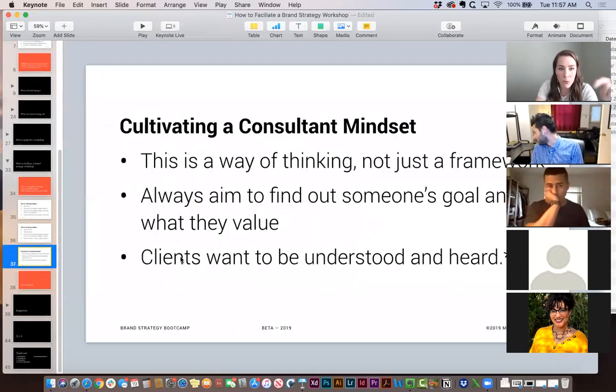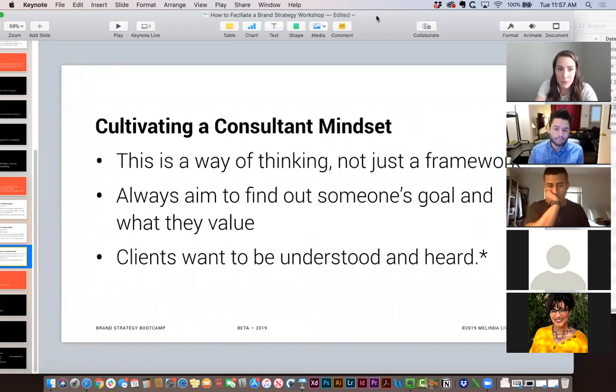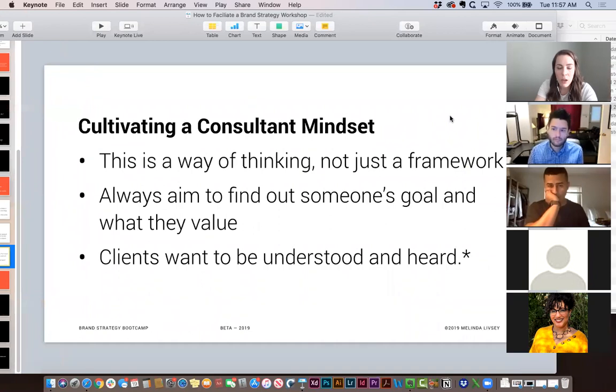The other thing is, before we jump into the actual template, cultivate a consultant mindset. So I know a lot of people have been talking about this too. This way of doing strategy, it's a way of thinking as well. I approach every meeting now, every coaching call, every chat that I have with my friends when we're talking about business in this way of thinking. It's a way of asking questions. It's a way of finding someone's goal. That's number 2. Finding their aim. What do they want? What's their goal? What's the value? What do they value?